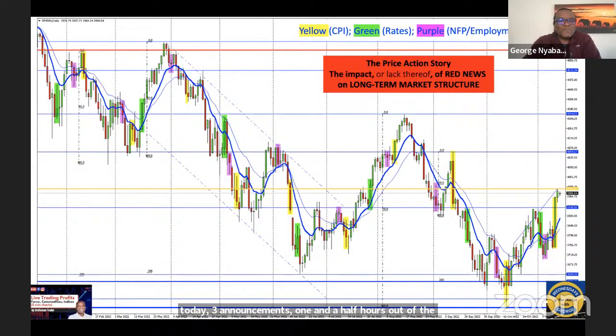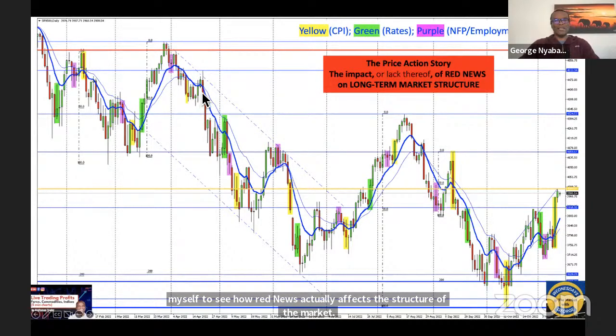Now, I want to share something with you, which I hope you go and do a little bit of exercise yourself. I've called it the price action story, the impact or lack thereof of red news structure on long-term market structure. The "or lack thereof" is pretty important for me. What I've put up here is the S&P 500. I did this exercise some time ago, more just for myself to see how red news actually affects the structure of the market on a long-term basis.